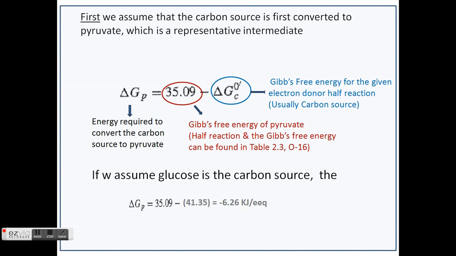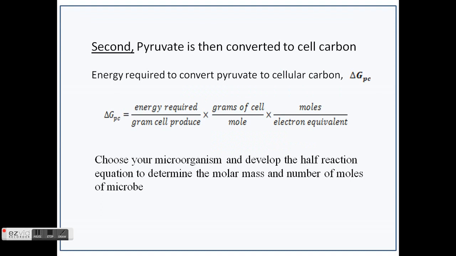So first of all, in finding the energy required for cell synthesis, we assume pyruvate is produced as an intermediate compound. So we calculate what energy is required to produce pyruvate, and this is the Gibbs free energy of pyruvate. You can get that from Table 2.3, and this is the energy of your donor half reaction. So you can find your energy required to produce pyruvate from your carbon source, and then pyruvate is converted to cell carbon, and the energy required to convert pyruvate to cell carbon can be calculated using this formula.